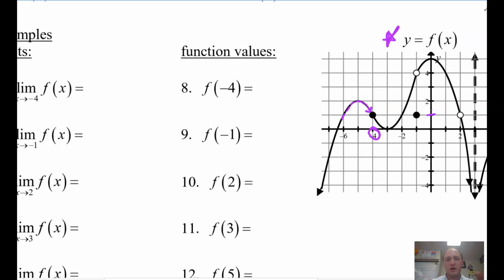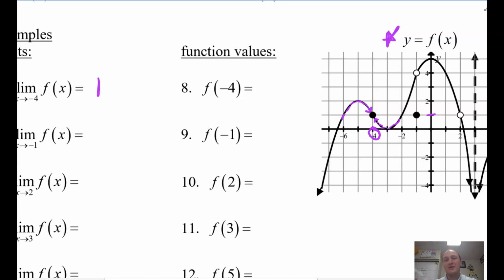For a limit to exist, the left side has to be equal to the right side. So they need to come together. We can test the other side. I just look and ta-da, they both meet at that point. So the limit is equal to 1.